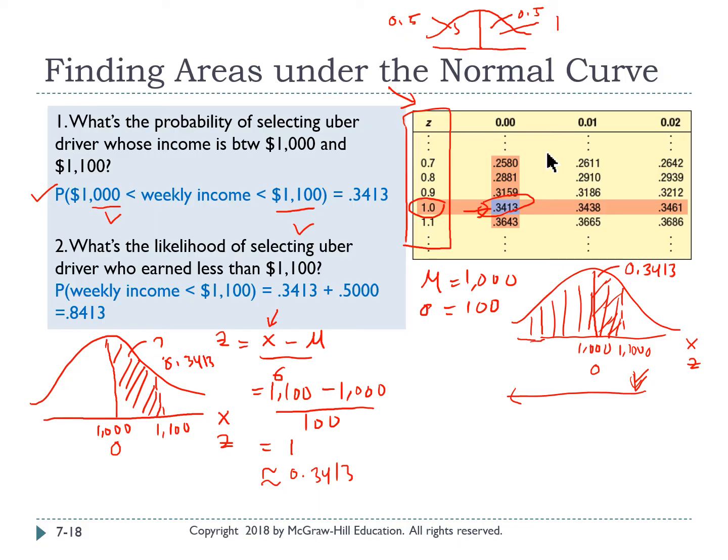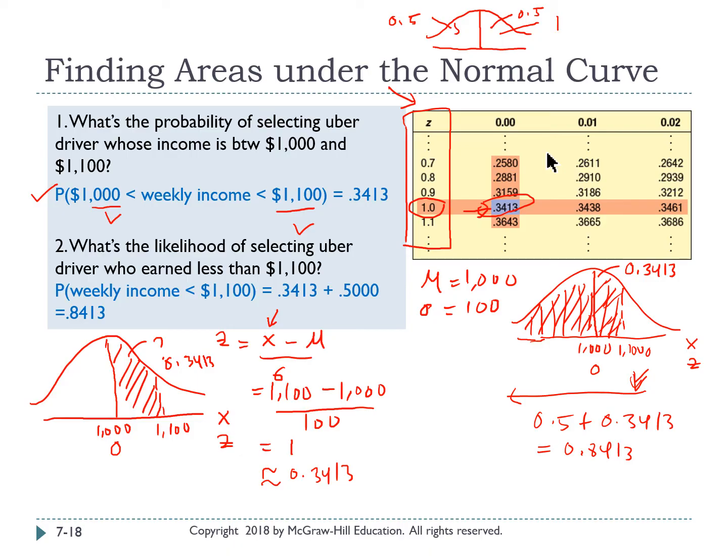Okay, now let's look at our question. So what is the value of this part? Definitely you have 0.5, and you have computed this small area, which is 0.3413. So the total is what? What will you get? You will get 0.8413.